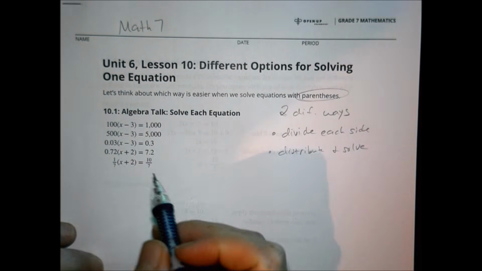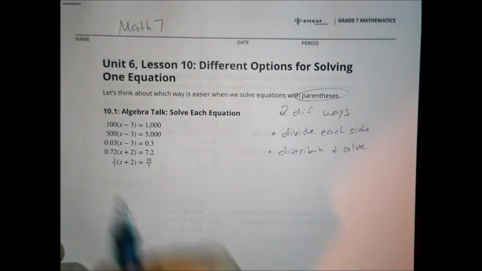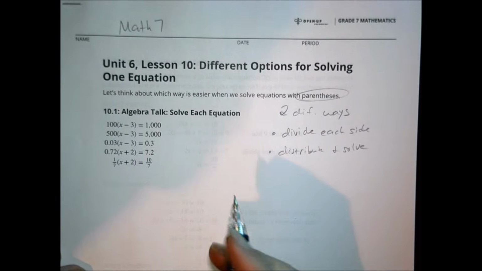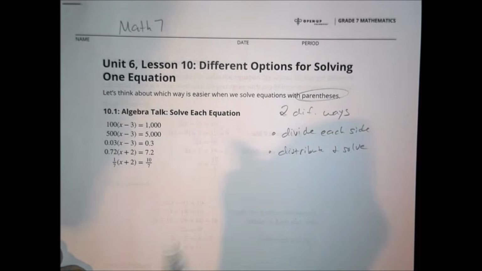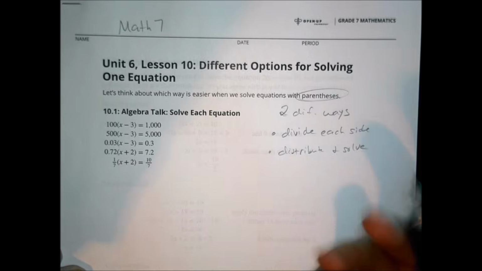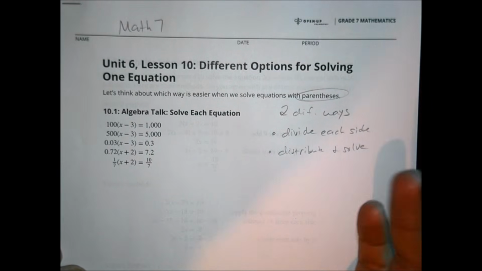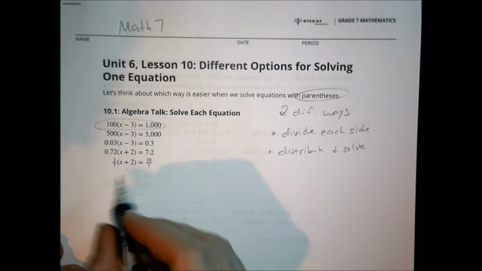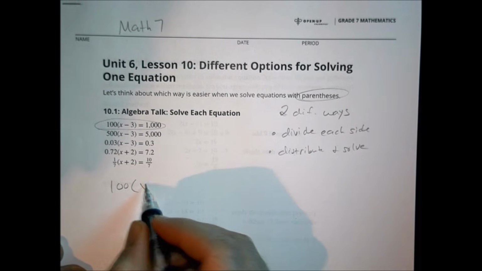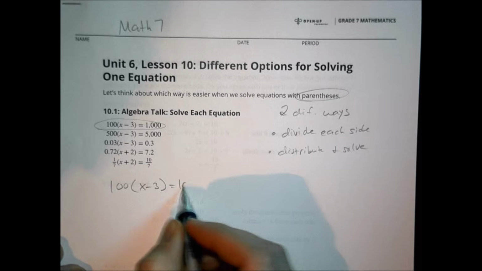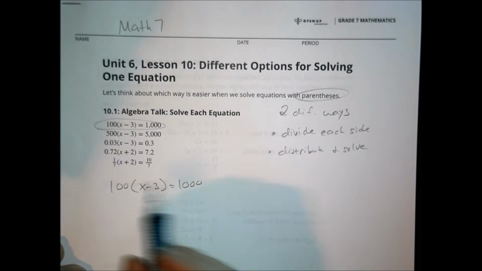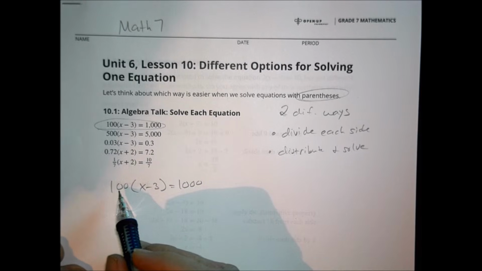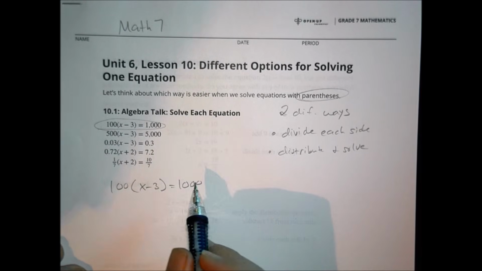When we look at these first ones, what you're doing in class today is your teacher put up one at a time and gave you a little bit of time to think about how you would go about solving that equation. You could do it one of these two ways depending upon what you see and how complicated the computation might be. So let's take this first one as an example. If I had 100 times x minus 3 equals 1,000, I could either divide both sides by 100 to eliminate the 100 on this side, or I can distribute that out and then solve.